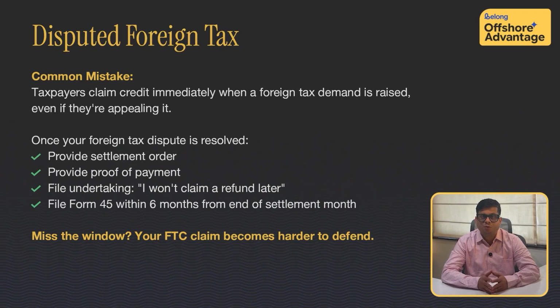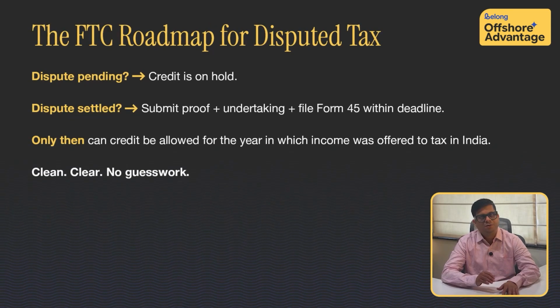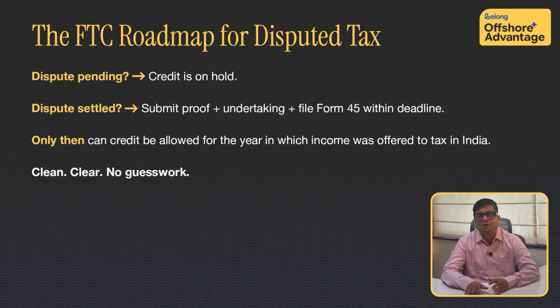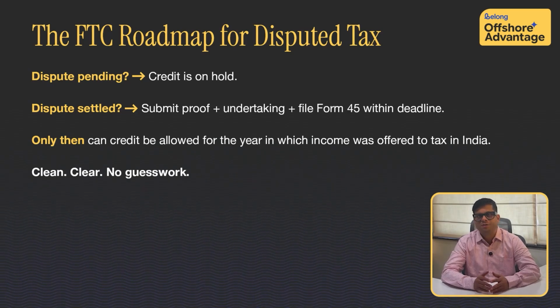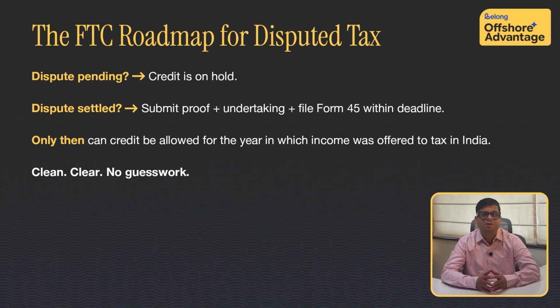So the FTC roadmap becomes: dispute pending, your credit is on hold; dispute settled, you should submit your proof of payment, sign the undertaking, and file Form 45 within the deadline. Only then can the credit be allowed for the year in which the income was offered to tax in India. It's a cleanup move by the tax department to end the guesswork. It forces taxpayers to separate final tax from disputed tax, and it prevents premature credits that later become reconciliation nightmares.